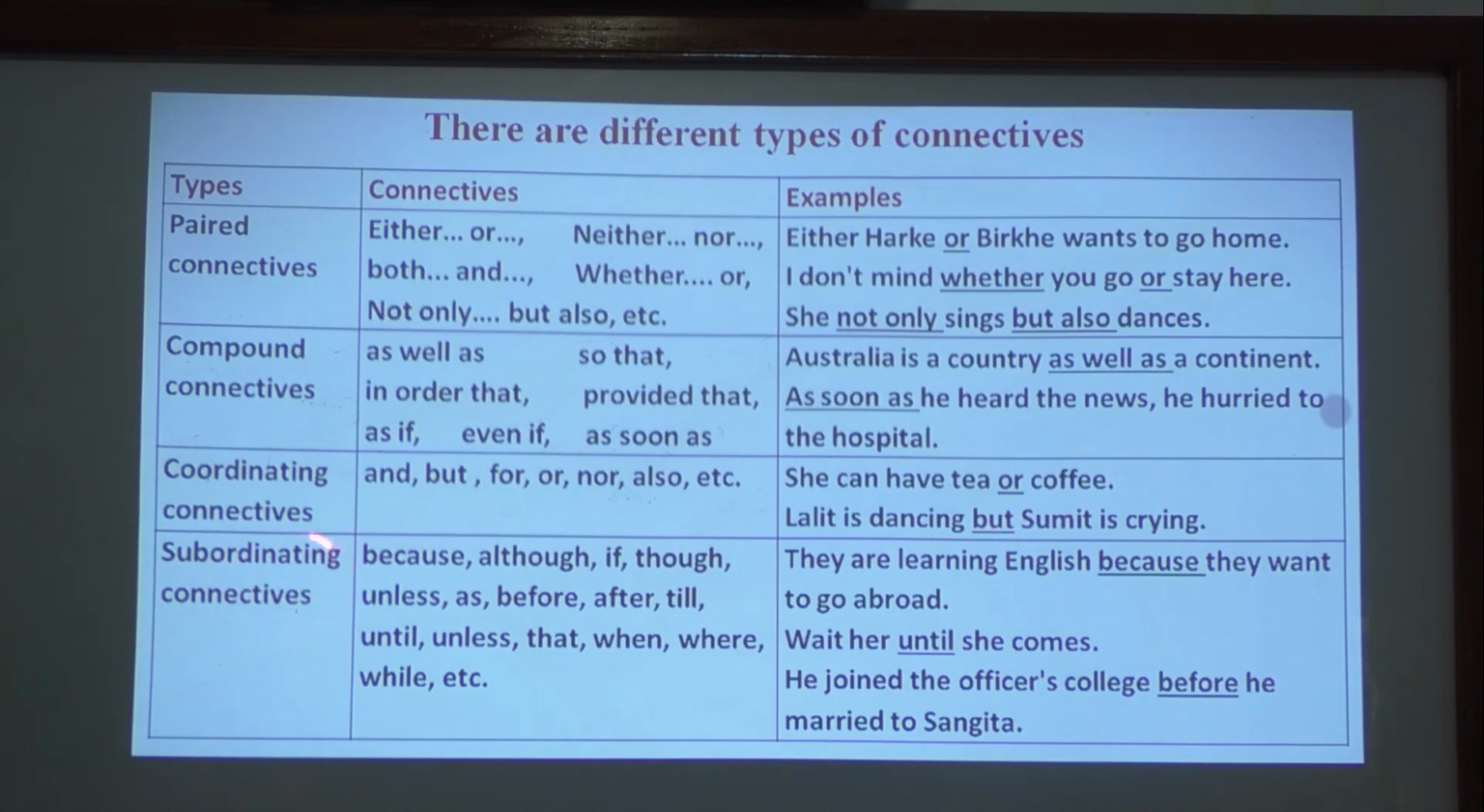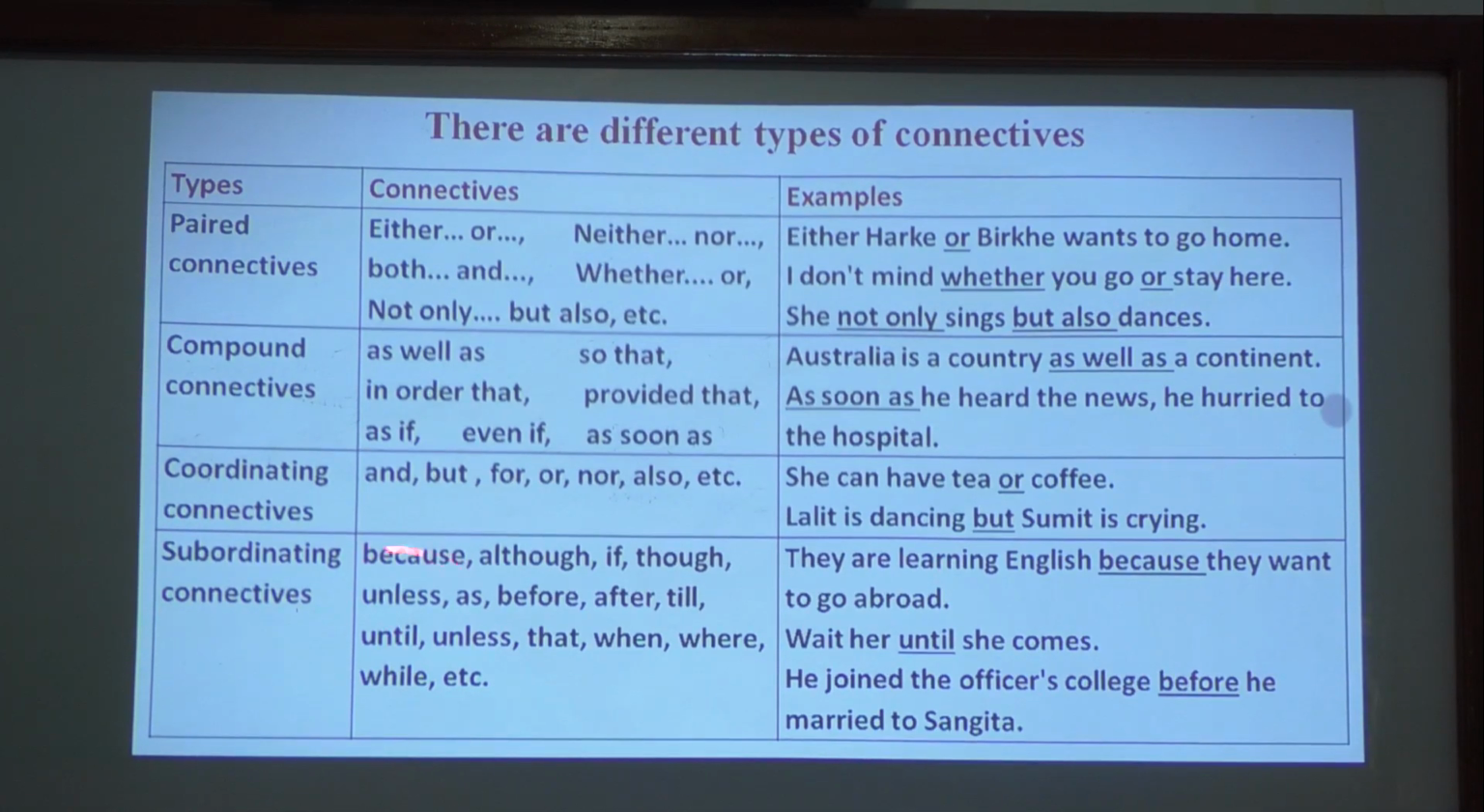So here but shows contrast between two sentences, two actions, two events. And another type of connectives are subordinating connectives. Subordinating connectives include because, although, if, though, even though, unless, as, before, after, till, until, that, when, where, while, etc. And you can study in these examples how these subordinating connectives are used.